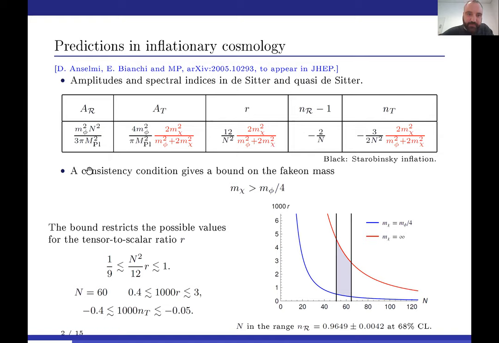From the consistency of this phacon approach, we derive a bound on the mass of the phacon with respect to the mass of the inflaton. And thanks to this bound, we can also narrow the window of allowed values for the tensor to scalar ratio R, which I plotted here. So these are the predictions, the results that we recently worked out in this paper. I will comment in more detail later about this. For the moment, I start to explain this idea of phacons.